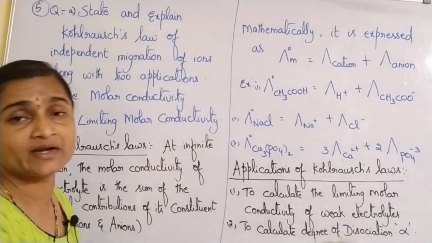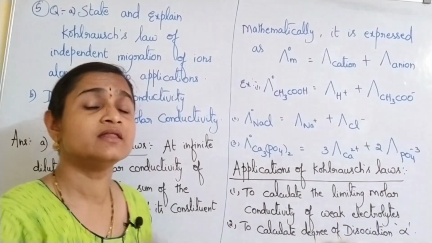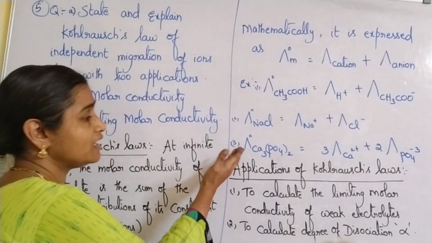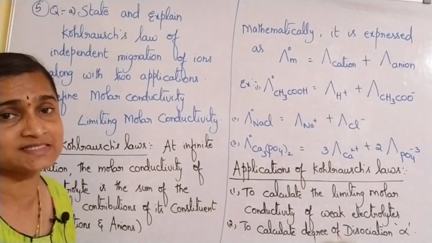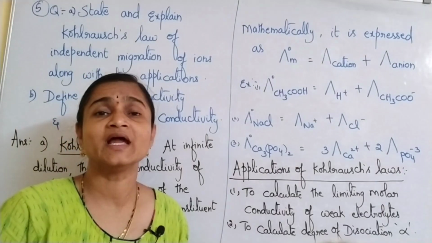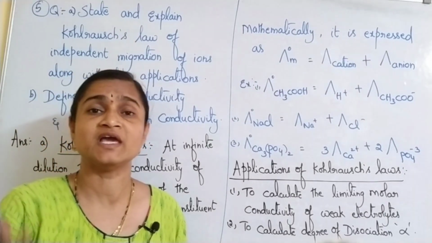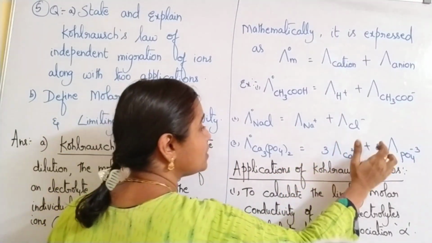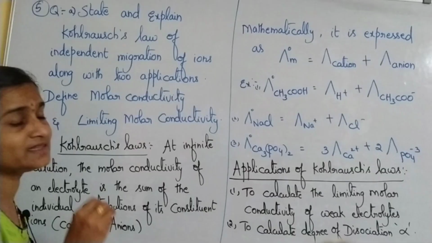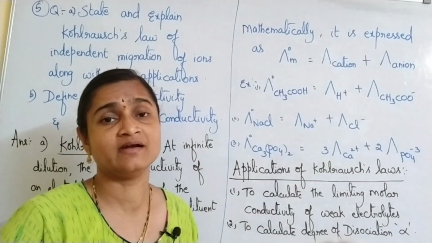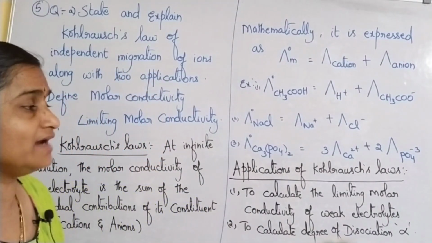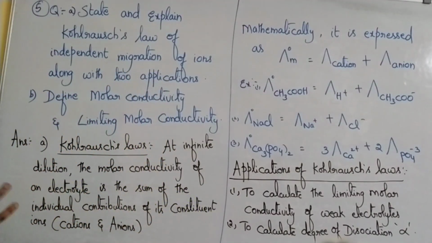Suppose if you have 2 cations or 3 cations, 3 anions like that, then you have to multiply the number with that particular cation or anion also. Like for example, in Ca3(PO4)2, if it splits into its ions, you will get 3 Ca2 plus and 2 PO4 3 minus ions. So that's why 3 into lambda Ca2 plus, 2 into lambda PO4 3 minus. So like that it will split, the number of cations and anions also has to be multiplied, and then you have to add that sum.